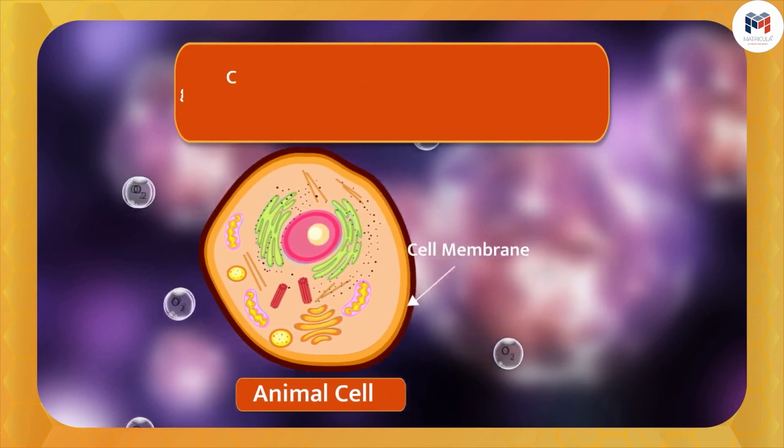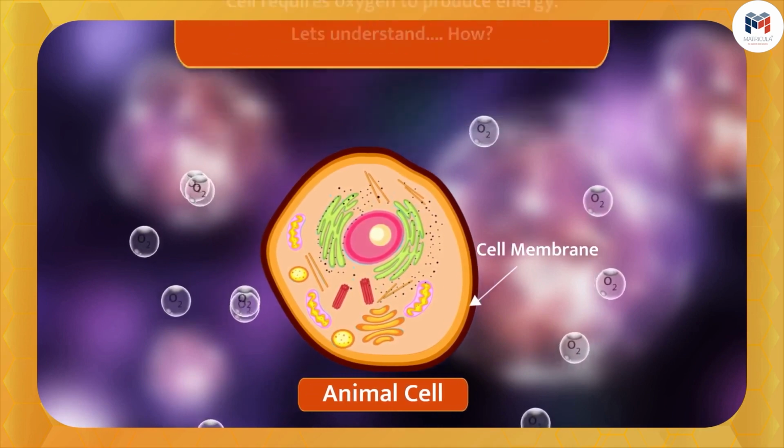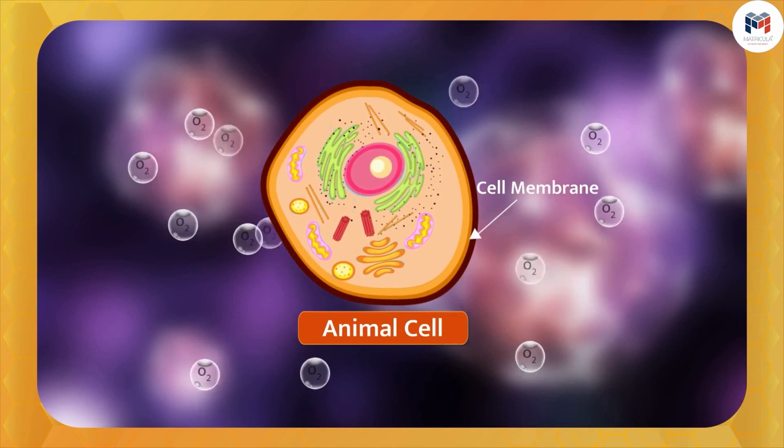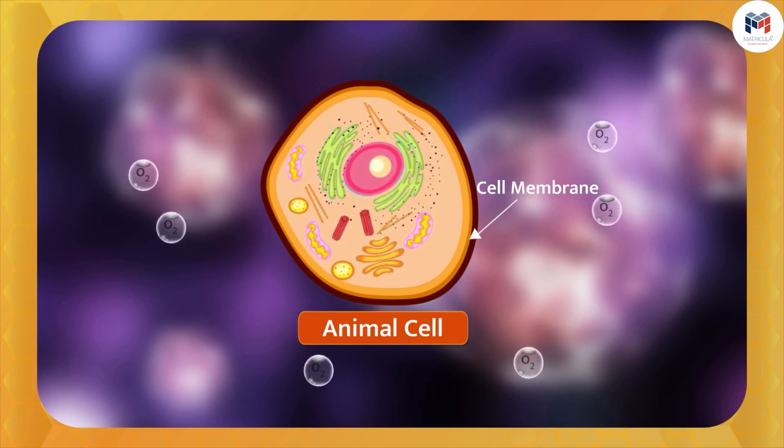For example, a cell requires oxygen to produce energy. Let's understand. When the oxygen gas molecules reach the cell with the blood, the concentration of oxygen molecules outside the cell becomes higher than inside.